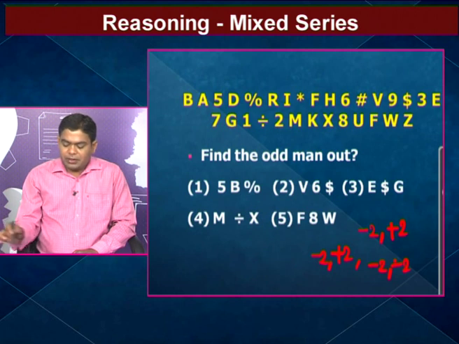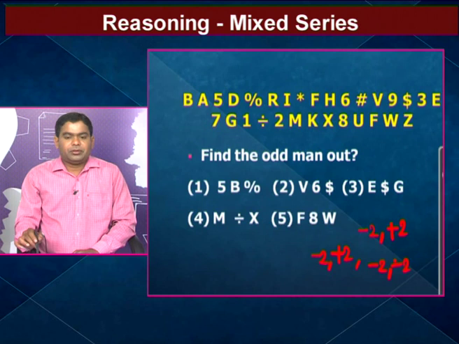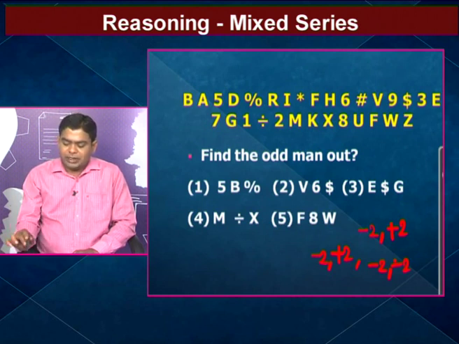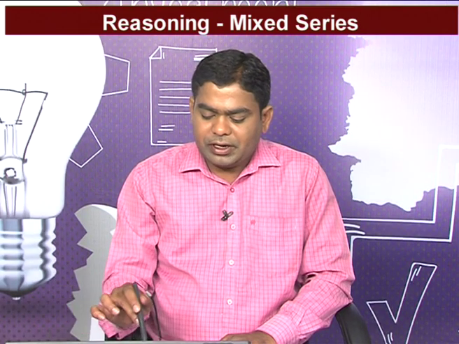After that we go to the next option, that one is the fifth option, F 8w. In our series, f is there, 8 is there, w is there, but there is no relation between f 8w. That means the fifth one is the different one, so that's why that one is the odd man out. We go to the next question.